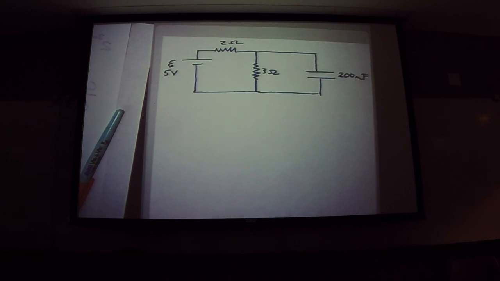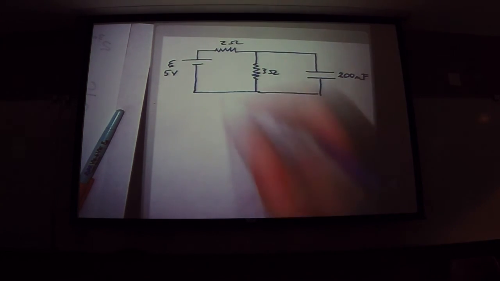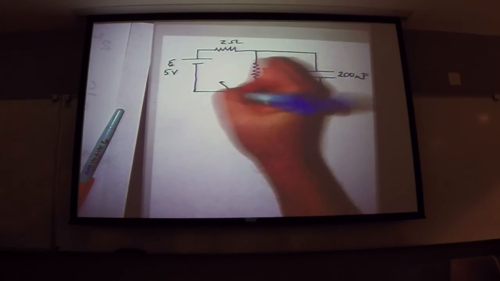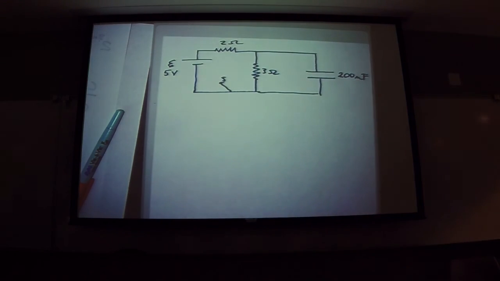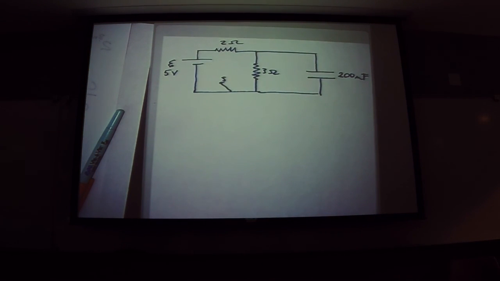And I forgot the switch. Okay, I'm going to put the switch down here. Okay, there's the switch. I close it at t equals 0. Now with this type of circuit, I will never ask you for the exact time constant.